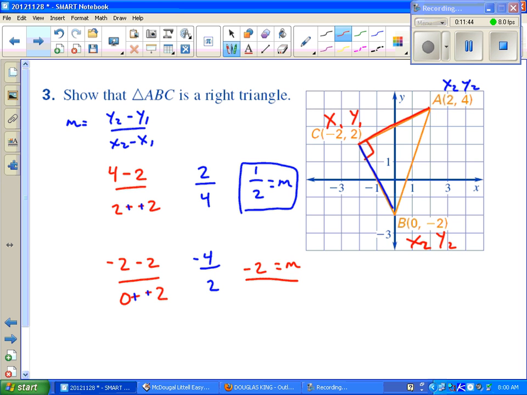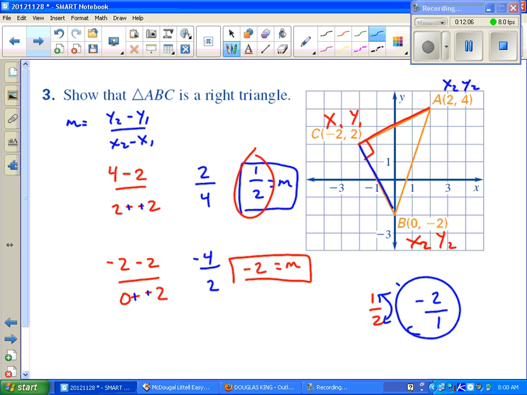Okay, so we have to compare the two slopes. Can you take 1 over 2, that was the first one, flip it and make it a negative, and does it become the second slope? When you flip it, it becomes 2 over 1. It's positive, so it becomes negative. So this negative 2 over 1 is the same thing as negative 2. So that's how you show that, yes, it is a right triangle, because they are perpendicular to each other. Remember, that symbol means perpendicular.